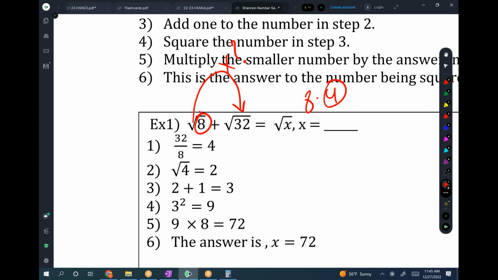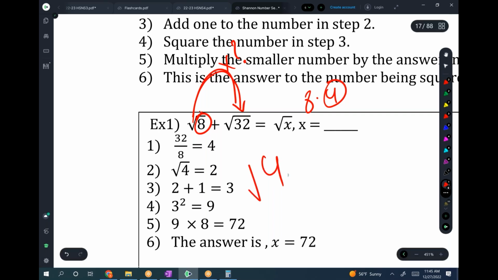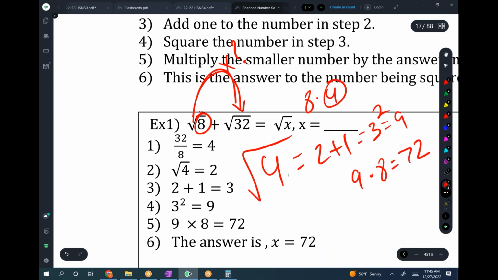All right, so here's what I do. First, I notice that 32 is a multiple of 8. So I do 32 divided by 8 is 4. Then I square root that, I get 2, and I add 1. And I get 3. Then I square that. So I square rooted it, then I square it, and I get 9. Then I do 9 times 8 is 72. And that's the number that gets square rooted, 72.